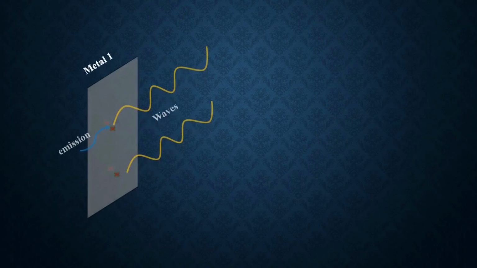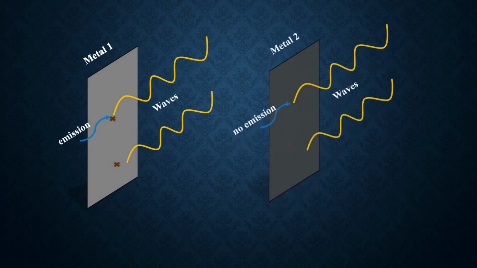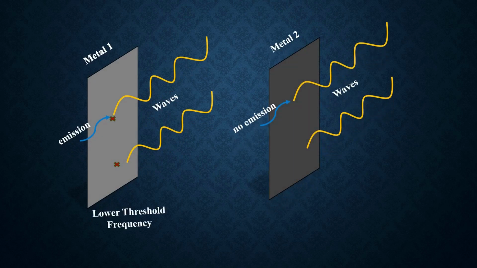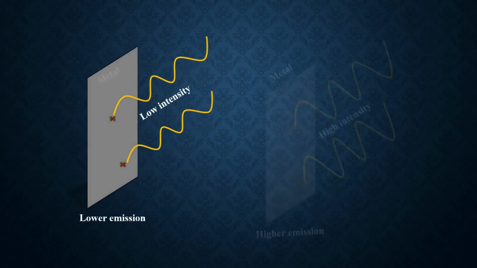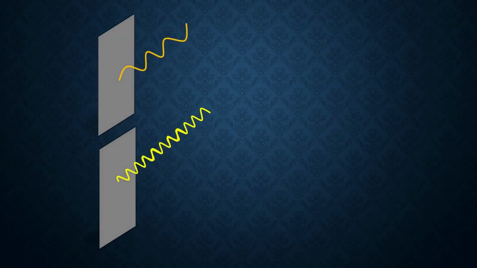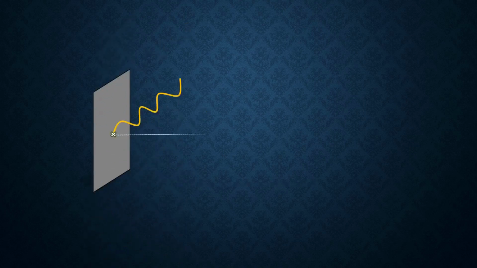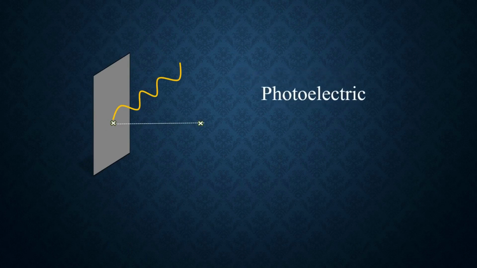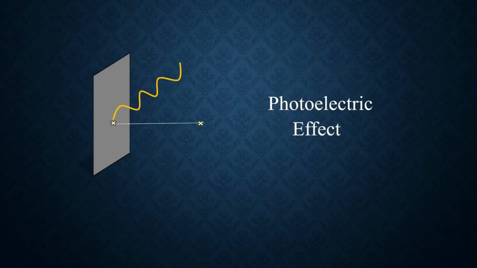They discovered that different metals required light with specific minimum frequencies, called the threshold frequency, for electron emission to occur. Increasing the intensity of the light resulted in a higher number of emitted electrons, but without altering their energy. On the other hand, increasing the frequency of the light led to electrons being emitted with higher energy, but without a corresponding increase in the number of electrons produced. This puzzle became widely recognized as the photoelectric effect.